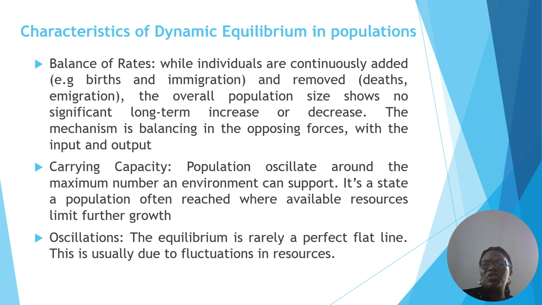Now, the overall population size shows no significant long-term increase or decrease. That is, in such a population that is described as dynamic, it is observed that there is no change despite birth or reproduction taking place and death or removal taking place. That means that you have a relatively stable population, because the rate of birth is almost equal to the rate of death. So we say balance of rates.